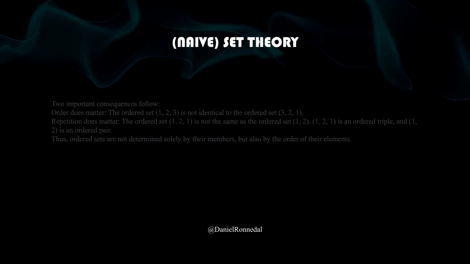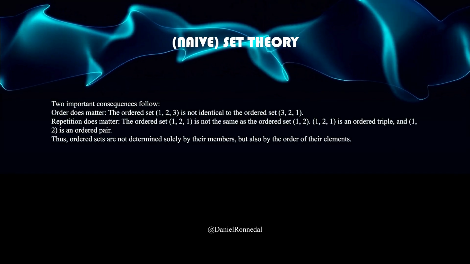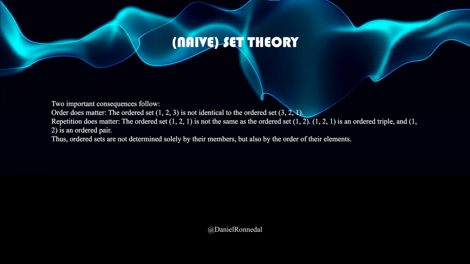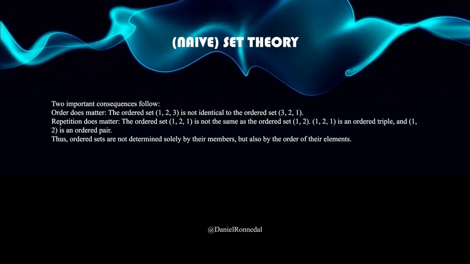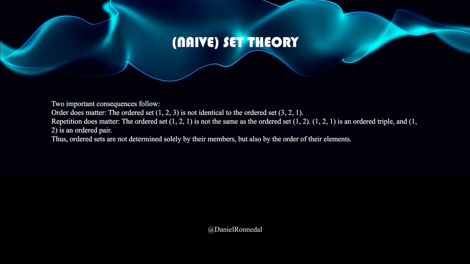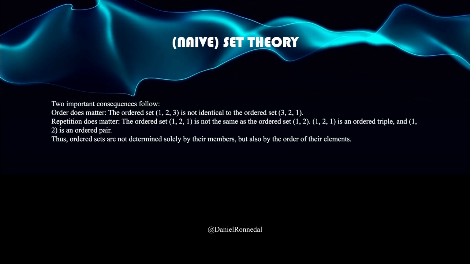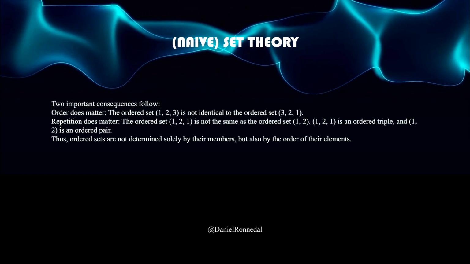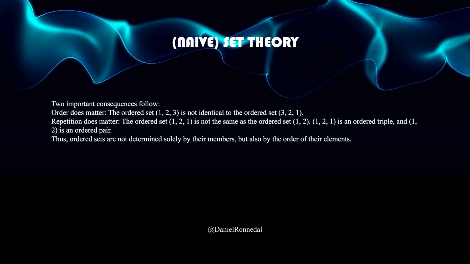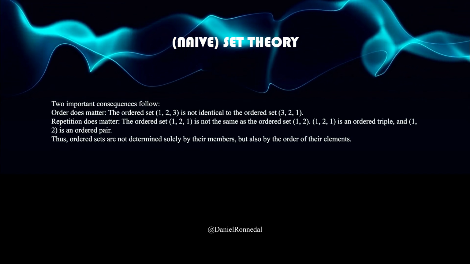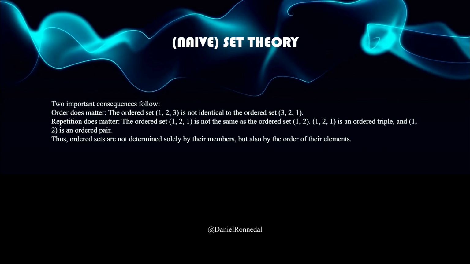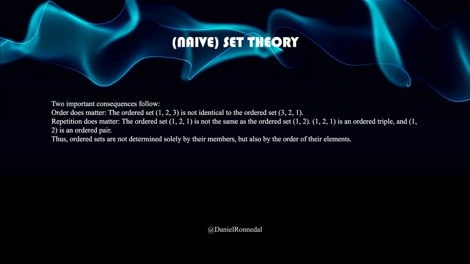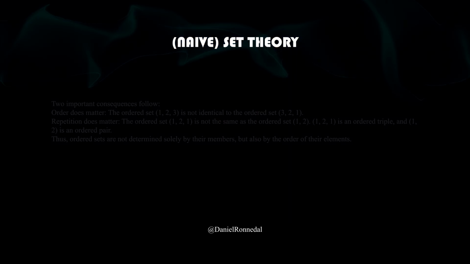And so on. Two important consequences follow. Order does matter. The ordered set (1, 2, 3) is not identical to the ordered set (3, 2, 1). Repetition does matter. The ordered set (1, 2, 1) is not the same as the ordered set (1, 2). (1, 2, 1) is an ordered triple, and (1, 2) is an ordered pair. Thus, ordered sets are not determined solely by their members, but also by the order of their elements.